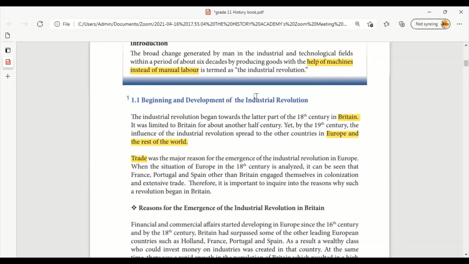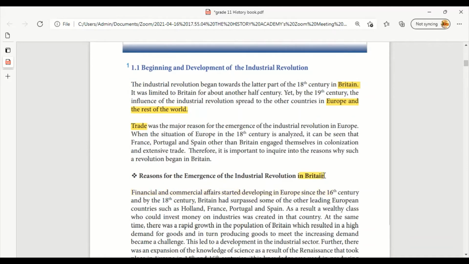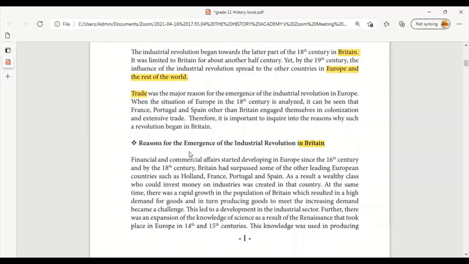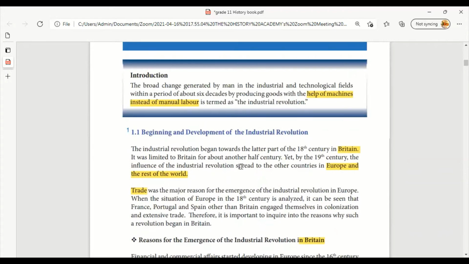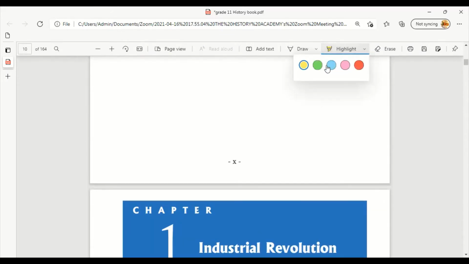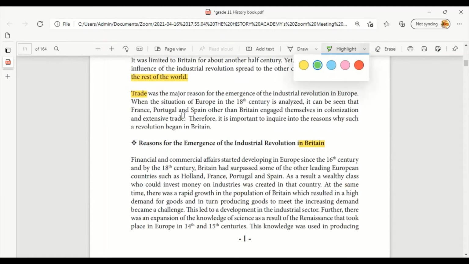So why did this industrial revolution, the way of producing goods with the help of machines, start in Britain, right? So why is that? We are going to study that. So these are the reasons. At the beginning, we had the introductions to the lesson, and now we are going to learn why the industrial revolution began in Britain.